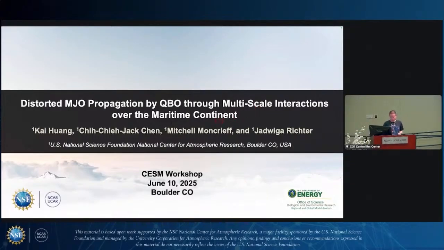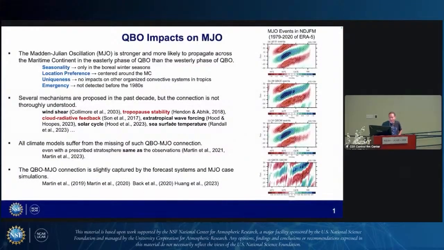Okay, cool. So good morning. I'm going to present our recent work on the QBO-MJO connection. This work was done in collaboration with local NCAR scientists as listed here. So I will begin with a brief introduction of the QBO-MJO connection.